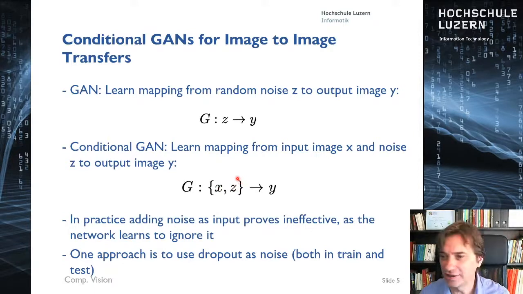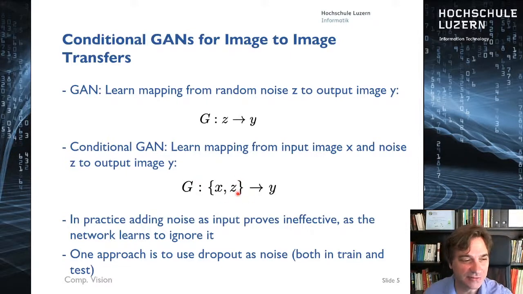Actually, it's a bit difficult with the noise here to get some meaningful noise input. Why do you want a noise input anyway? It's so that you will not get exactly the same image every time. But adding noise has proven a bit difficult. So another approach is to use dropout as noise, so that you just cut some of the layer connections there.